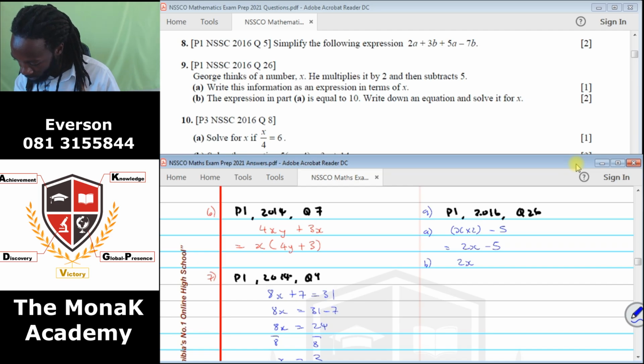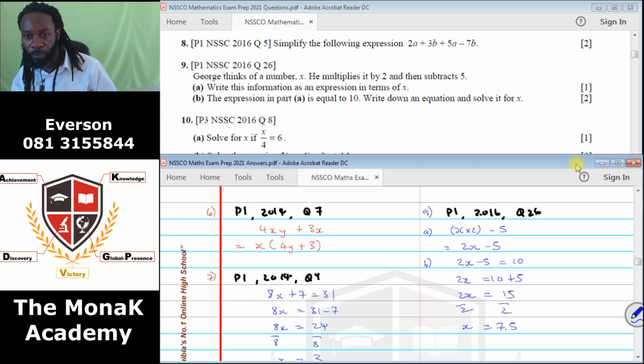So that expression is equal to 10. That's our equation. We take the 5 to the other side, it becomes a positive 5. So your 2x is 15. We divide by 2, so x is 7.5.